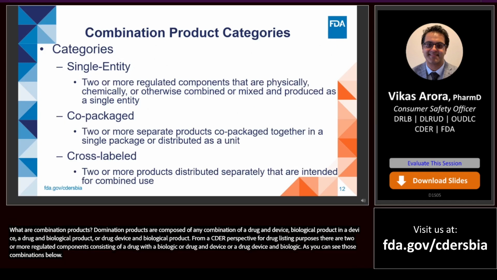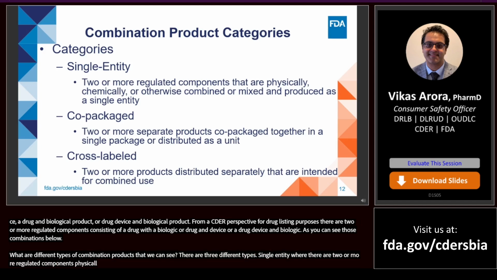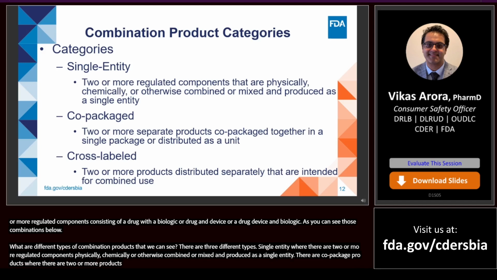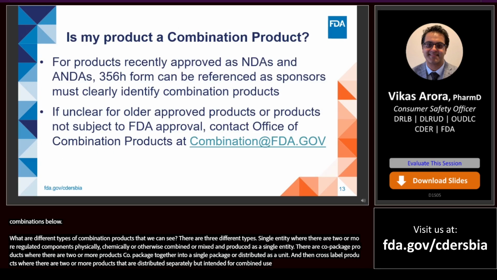So what are the different types of combination products that we can see? There are 3 different types. There are single entity products, where there are 2 or more regulated components that are physically, chemically, or otherwise combined or mixed and produced as a single entity. There are co-packaged products, where there are 2 or more separate products that are co-packaged together into a single package or distributed as a unit. And then there are cross-labeled products, where there are 2 or more products that are distributed separately, but that are intended for combined use.